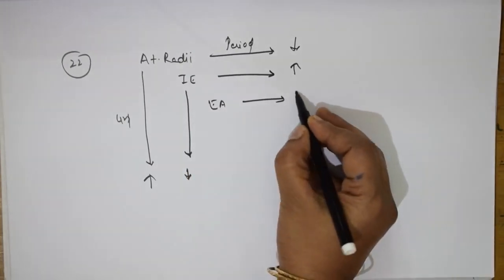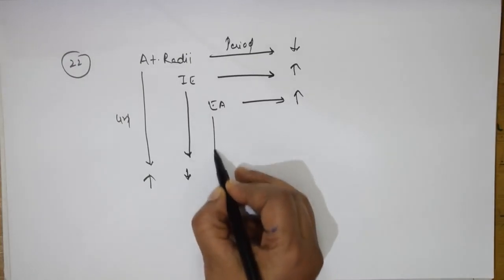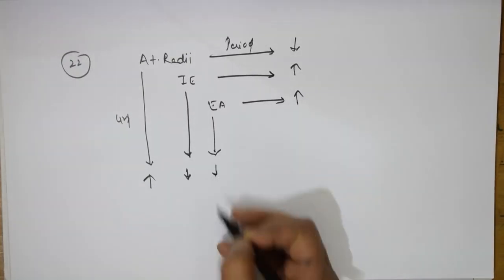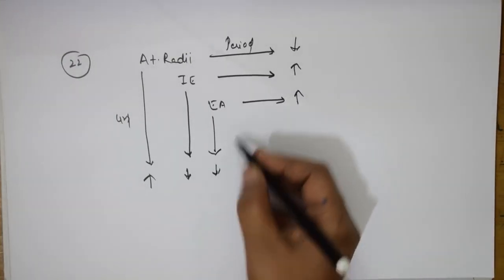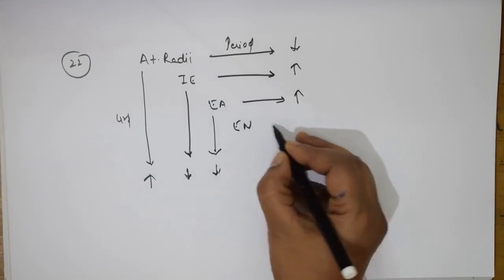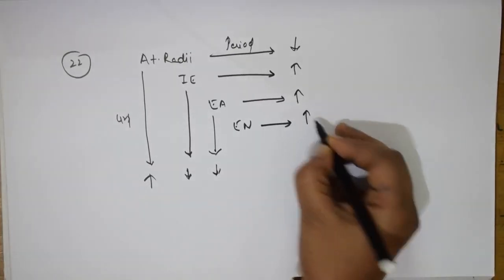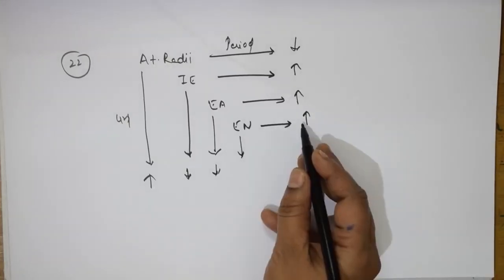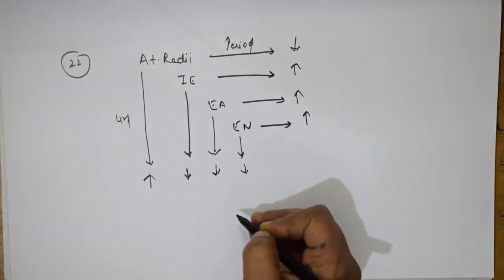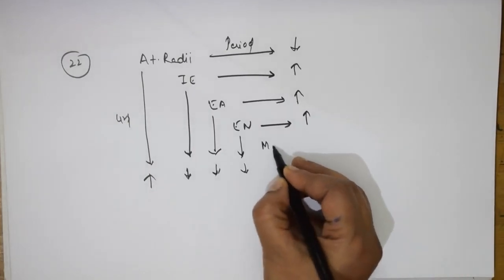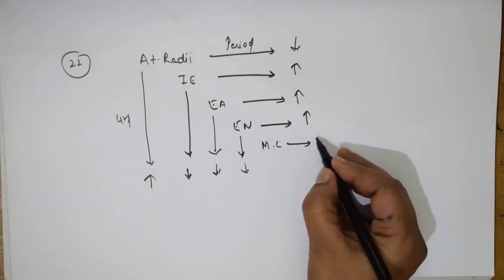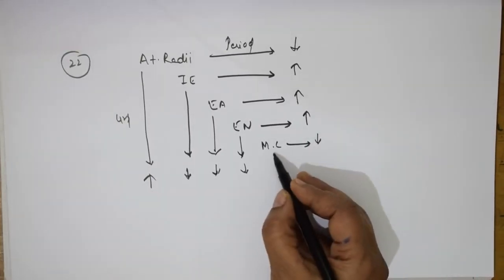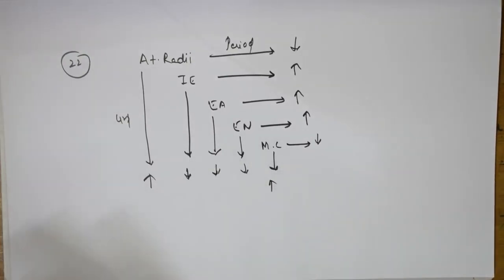Electron affinity in a period, left to right, it increases. Down, it decreases. Next, electronegativity. Electronegativity here increases. Then when I go down in a group, it decreases. Metallic character, from left to right, it decreases. And when I go from top to bottom, it increases. These are the complete trends of the periodic table.